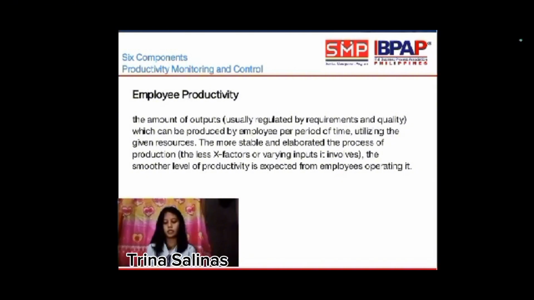If the process is confusing or has a lot of things that can change it, then the employee may not work as well.